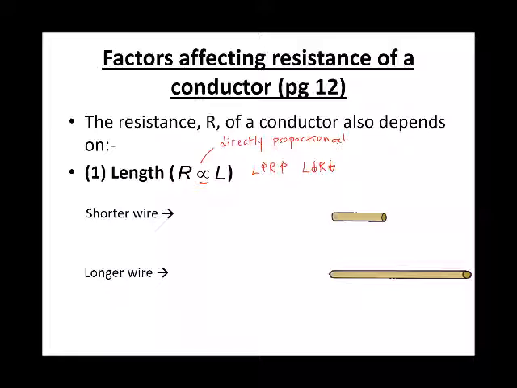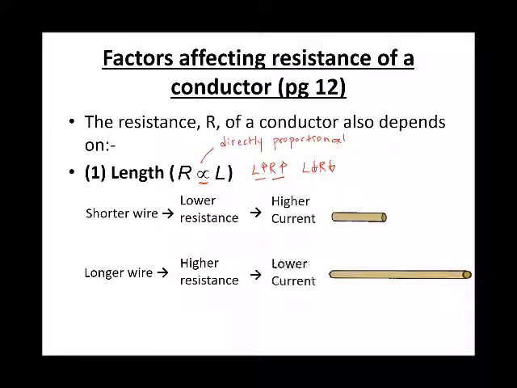Okay, so for a shorter wire, it will be of lower resistance. Lower resistance means there will be higher current passing through the wire. Okay, what about your longer wire? Your longer wire, since the length goes up, resistance goes up. So for a longer wire, the resistance will be higher. As the resistance is higher, what it means is that the current will be lower, right? It will resist more of the current, right? A higher resistance means it will resist more of the current, so the current value will be lower.